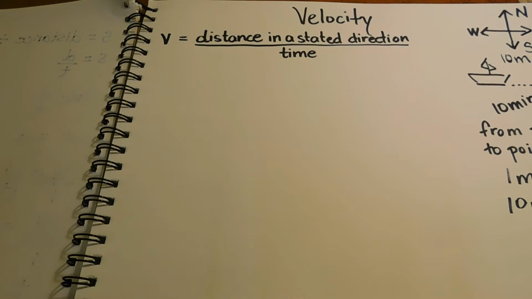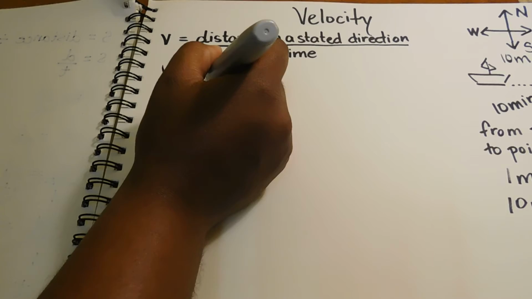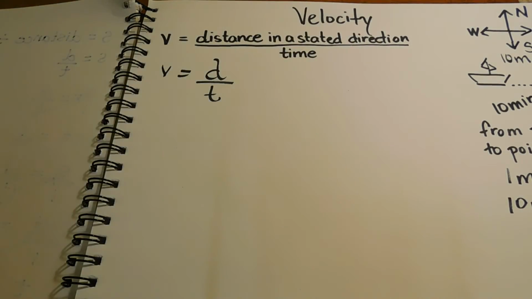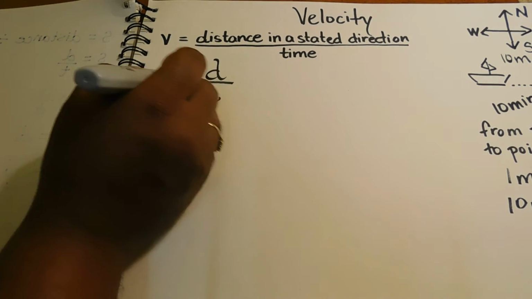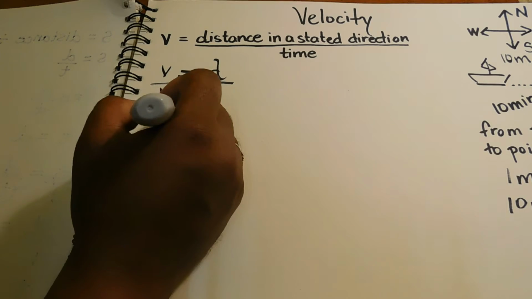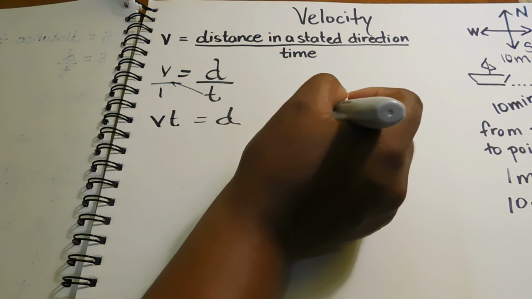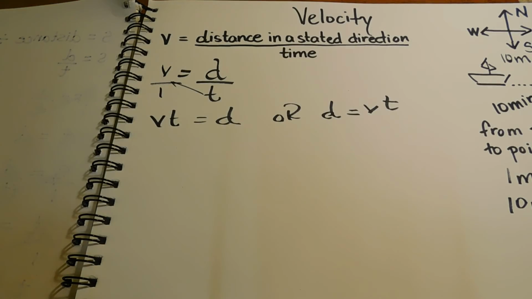If velocity is equal to distance in a stated direction over time, then what is d? What is distance equal to if we have velocity and time? Again, you just move it up and you would have vt equals d, or d is equal to v times t. Now suppose we want to find distance. Oh no, suppose we want to find time, right?